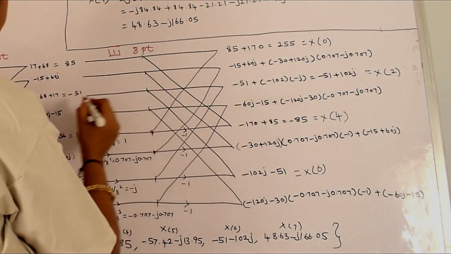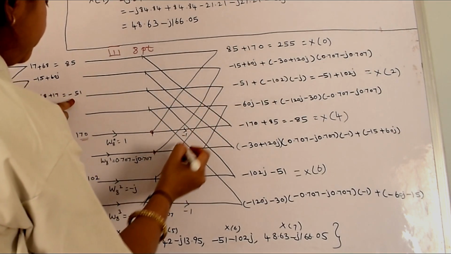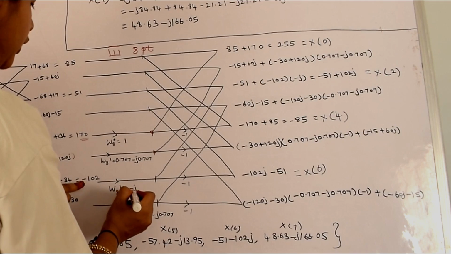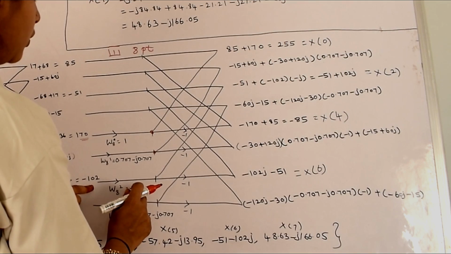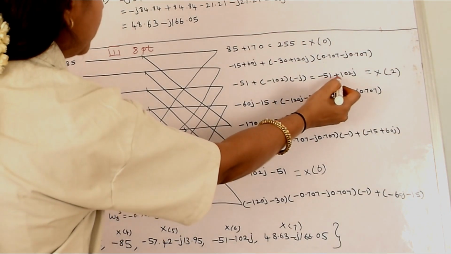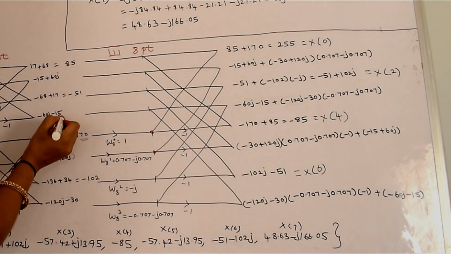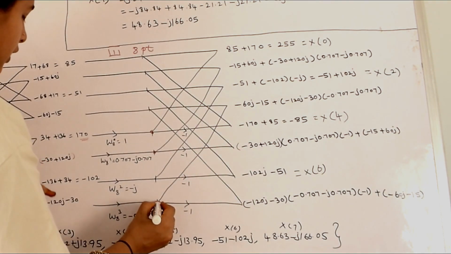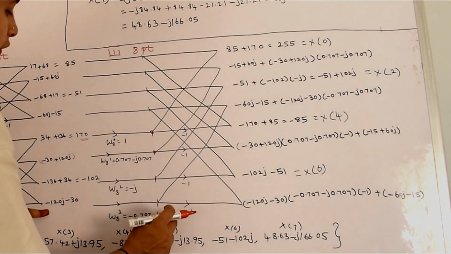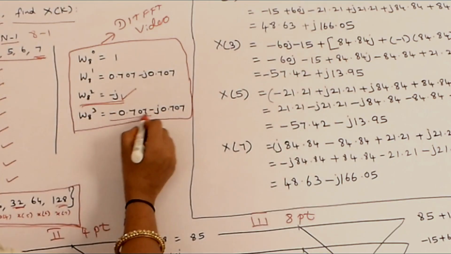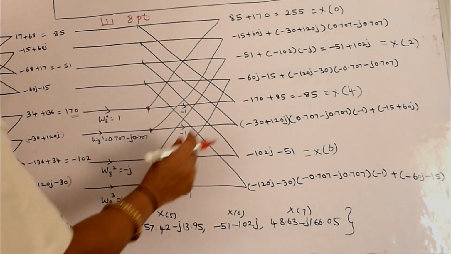The next one, minus 51. Here minus 102 into minus j, so it will become plus 102j. Okay, so minus 51 plus 102j. The next one, minus 60j minus 15. And from here you will have minus 120j minus 30 into the twiddle factor value. Okay, this one. You have to multiply the whole term with this whole term and write here.